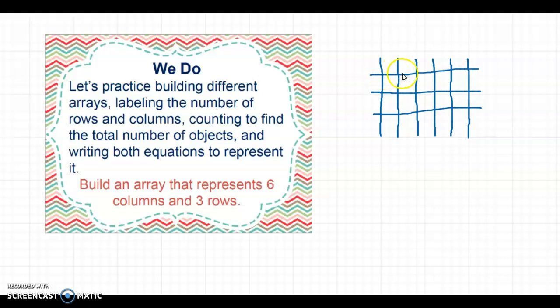Now, where they connect, we're going to put a little dot. You're only putting your dots where they connect. Just ignore everything else. As you start to get better at this, you won't even need to draw the lines. You'll be able to visualize it in your head, and you will be making arrays without having to draw lines first.